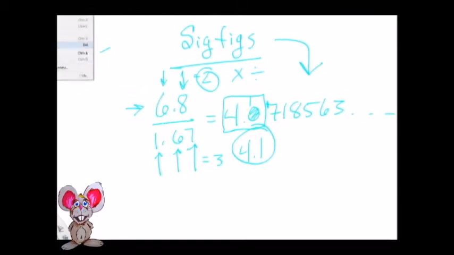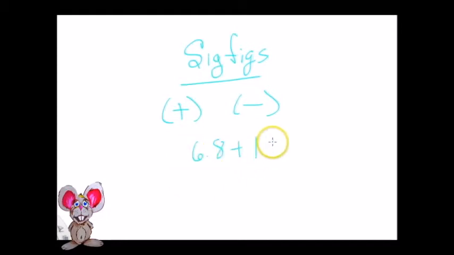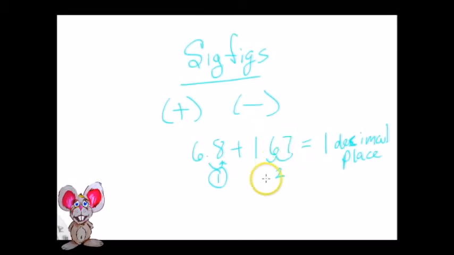Now, let's talk about addition and subtraction. Sig figs, with regard to adding and subtracting, are equally simple. So if we have 6.8 plus 1.67, or minus, whatever the case may be, we would then count the number of decimal places. In this case, 1, and in this case, 2 decimal places. And here, the least number of decimal places dictates the solution. So our solution will present with 1 decimal place. Okay, so we'll just go to the tenths, where this one goes tenths, hundredths, so on and so forth. Then thousandths, ten-thousandths, so on and so forth. So that's all there really is to sig figs.